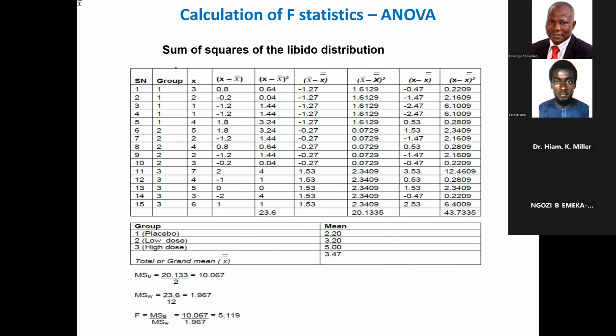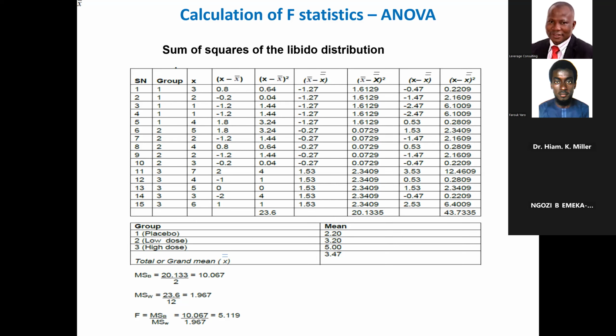Variability within group and variability between group gives you the total variability. Now, if you want to calculate the variance from the sum of square, let's see, MSB, mean square between. MS means mean square. You know, mean square is the variance.